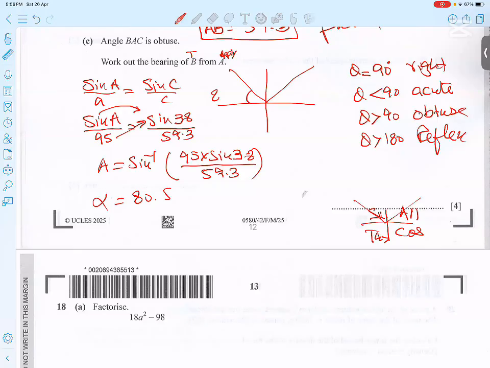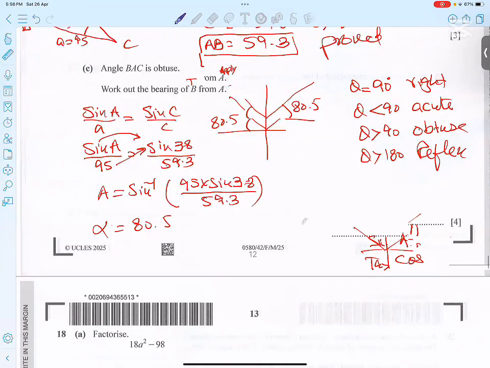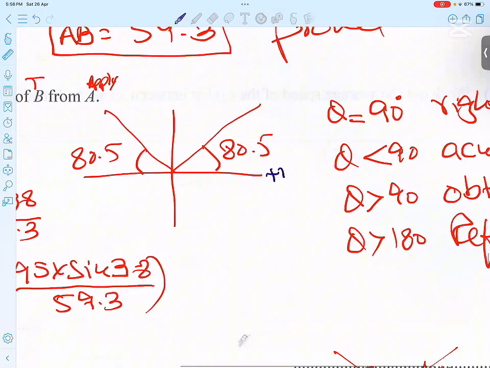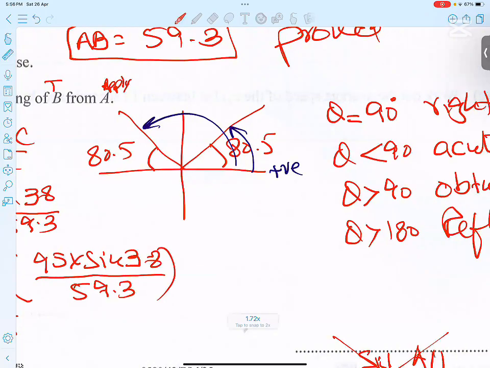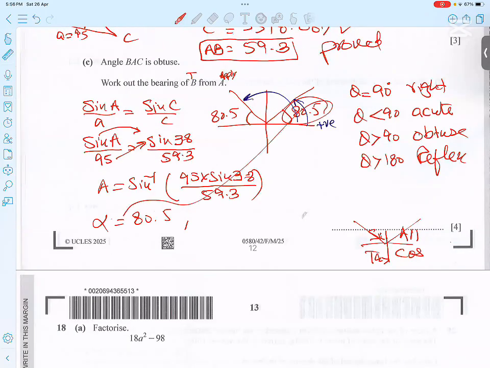So 80.5, I got it here. 80.5, I got it here. What's the rule of measurement? You remember, students, I taught in my other lectures, start from the positive x-axis and move anti-clockwise till the line. My video is available on my YouTube channel, you can check from there. So the first answer is 80.5, which I have. The second is 180 minus 80.5, but at this angle, I don't need it.